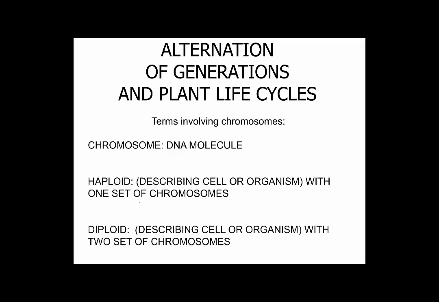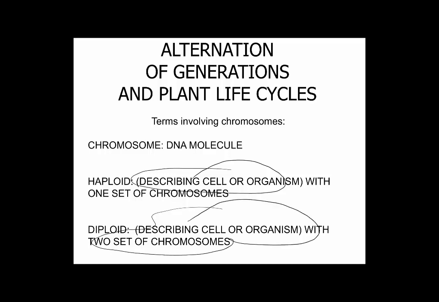So, a little more elegant version of the same thing. Once again, haploid describes cells or organisms that have one set of chromosomes, and diploid describes cells or organisms that have two sets of chromosomes. We'll keep that in mind when we look at different stages of life cycles. What we're going to learn is the three life cycles. This is really very complete and comprehensive.